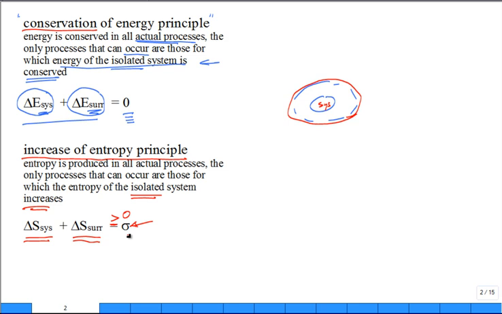But there's always some friction. There's always some irreversibilities. It's just the engineer's goal is to minimize it typically. True? You want to minimize it. That will improve the performance of the system. Okay? So that's the increase in entropy principle.